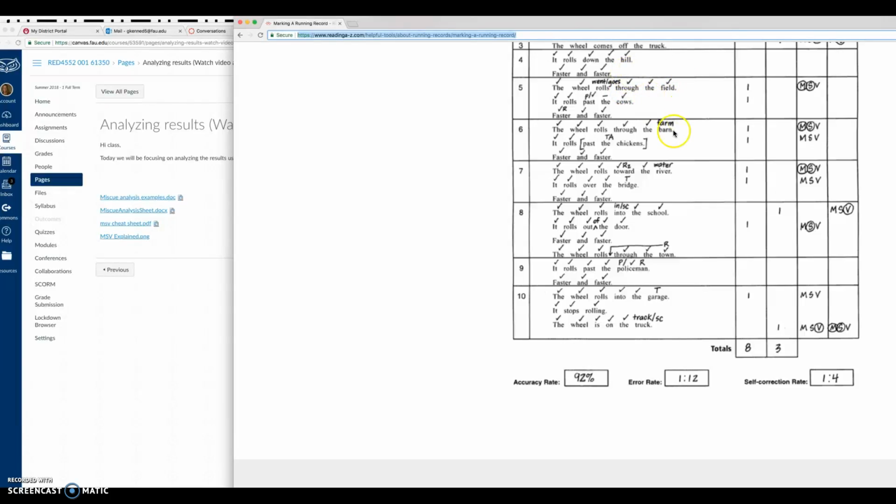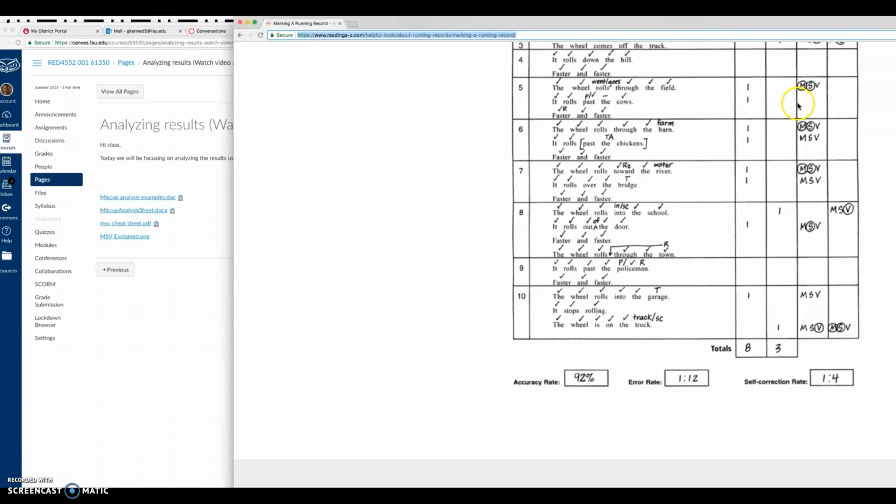So we'll look at a couple of these examples here. Let's look at section 5, where it says, the wheel, the student said went, and then it says goes through the field. They marked that as two errors because they said the wrong word twice. Then we look over here and we decide, did the word went or goes look like the word rolls? Obviously that's a no, so it's not visual. It's not that they made the mistake because it looked the same.